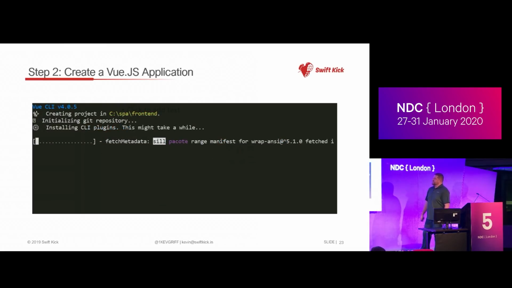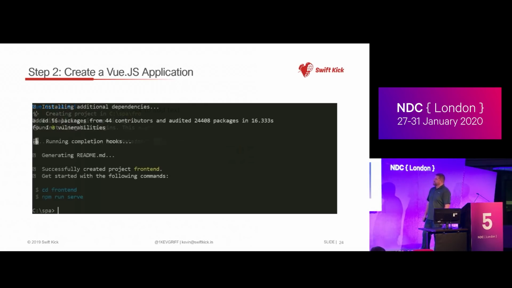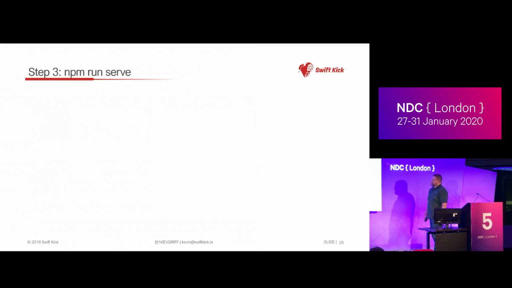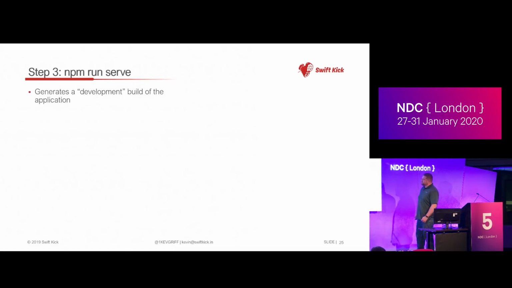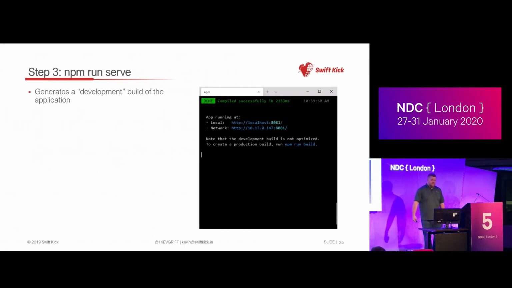It does a whole bunch of magic. I used to do this demo live and realized, depending on internet, it can take 5 minutes. So I skipped that part. And when you're all done, you get a fancy new directory. All right. Now, to run it, you go in, you say npm serve, and this generates what we call the development build of the application and runs the development server. So you can go to localhost, whatever the port is, and it will show you the current application running.